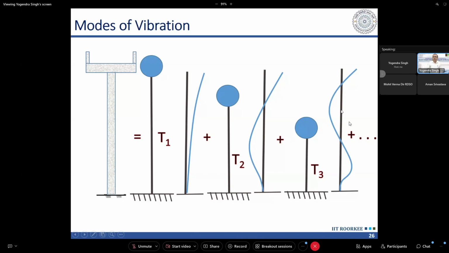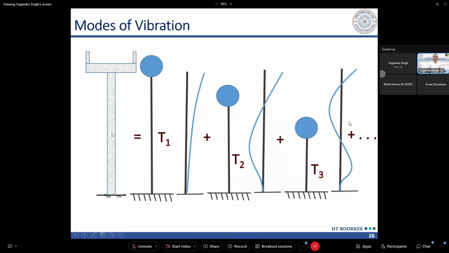And the code provides for buildings as well as bridges that we should consider as many modes as are giving 90% mass participation, because each mode has some participation in the response of this structure, and that contribution in the response of the structure can be quantified in terms of modal mass participation in each mode. So we can calculate how much the modal mass participation of that mode is, and we have to consider as many modes which are providing 90% mass participation.